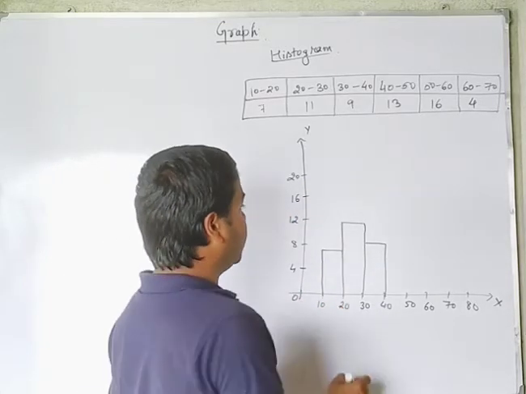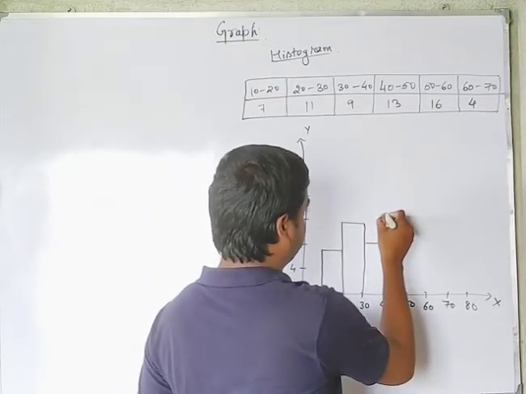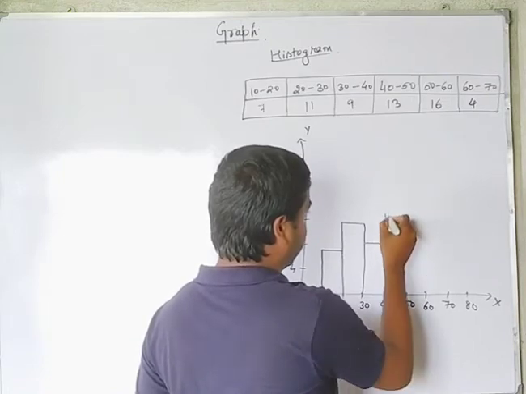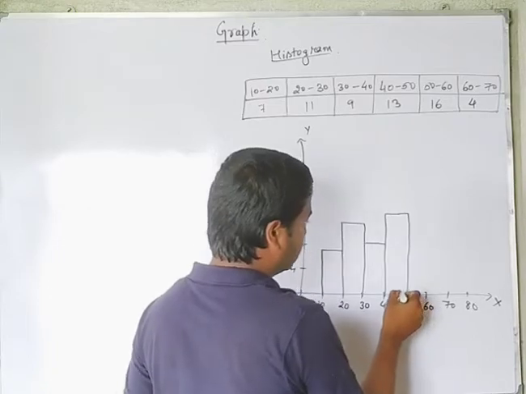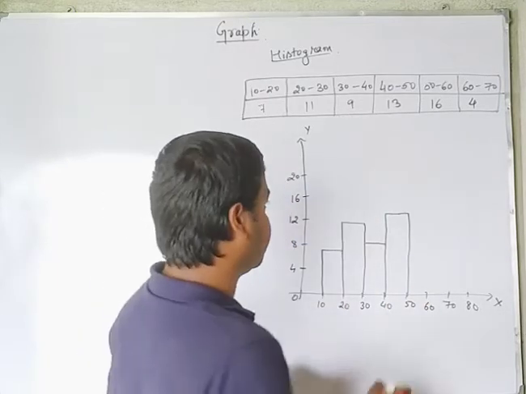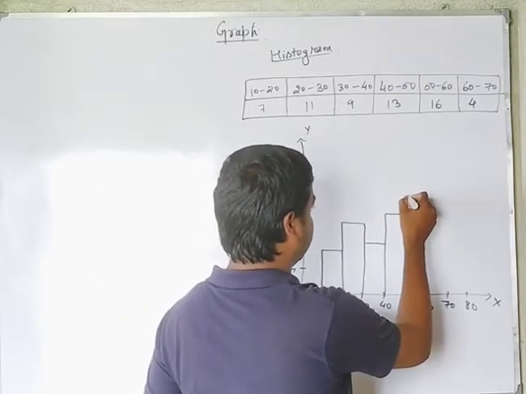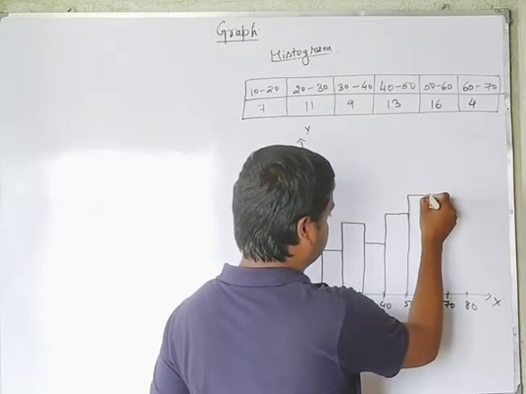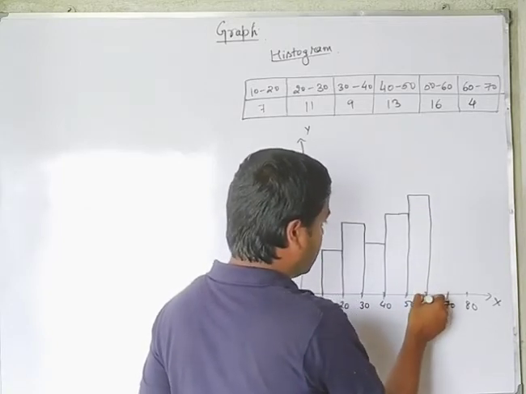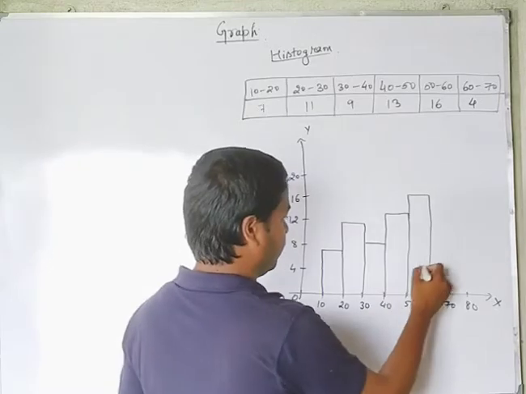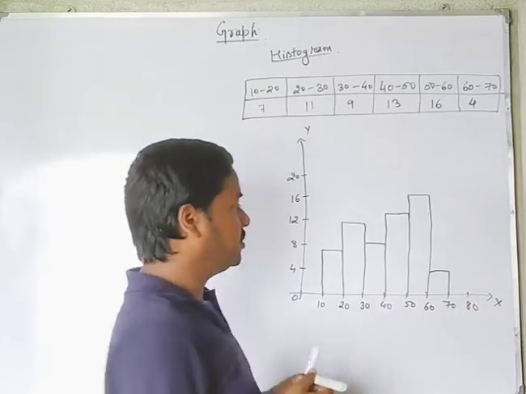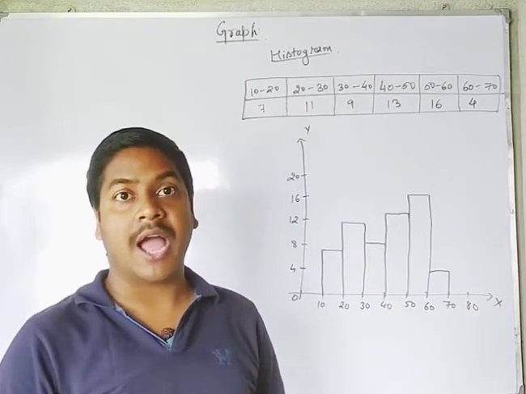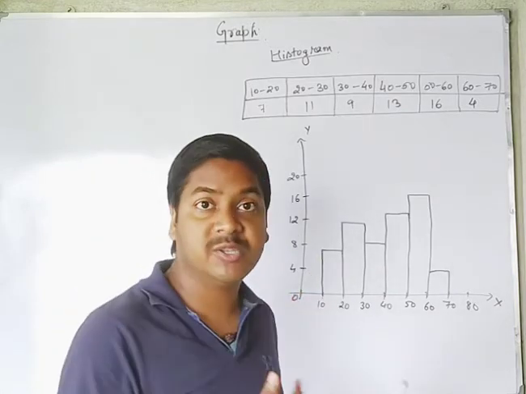Next, 13. Till 13 we need to go. It will come here, joined through this line, and go till 50. Now 50 to 60 is till 16. It will be till here. And 60 to 70 is only 4. That will be till here. This is our histogram.